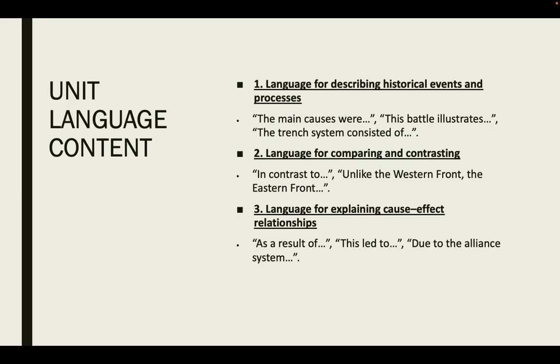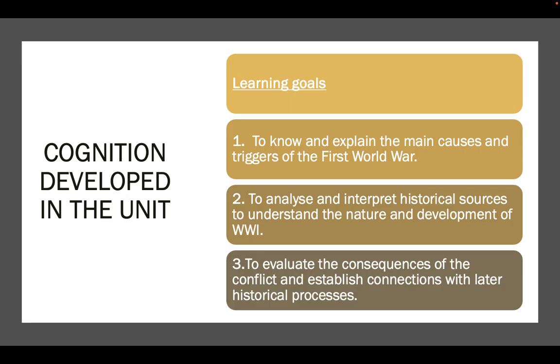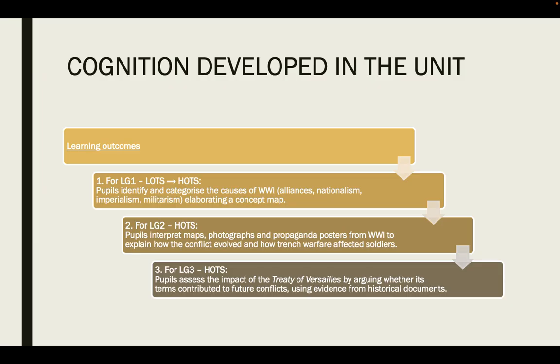The unit language content is language for describing historical events and processes, language for comparing and contrasting, and language for explaining cause-effect relationships. Cognition developed in the unit, learning goals: to know and explain the main causes and triggers of the First World War, to analyze and interpret historical sources to understand the nature of the development of the First World War, and to evaluate the consequences of the conflict and establish connections with later historical processes.